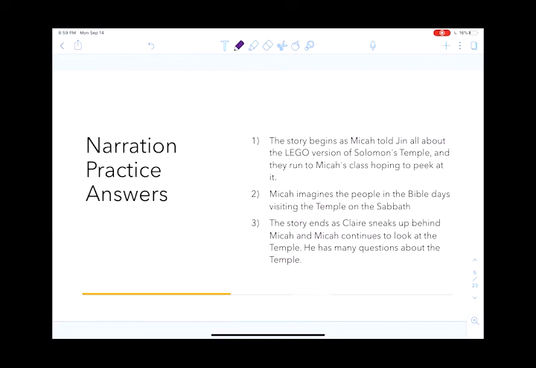All done? Great. Let's go over the answers. 1. The story begins as Micah told Jin all about the Lego version of Solomon's temple, and they run to Micah's class, hoping to peek at it. 2. Micah imagines the people in the Bible days visiting the temple on the Sabbath. 3. The story ends as Claire sneaks up behind Micah, and Micah continues to look at the temple. He has many questions about the temple.